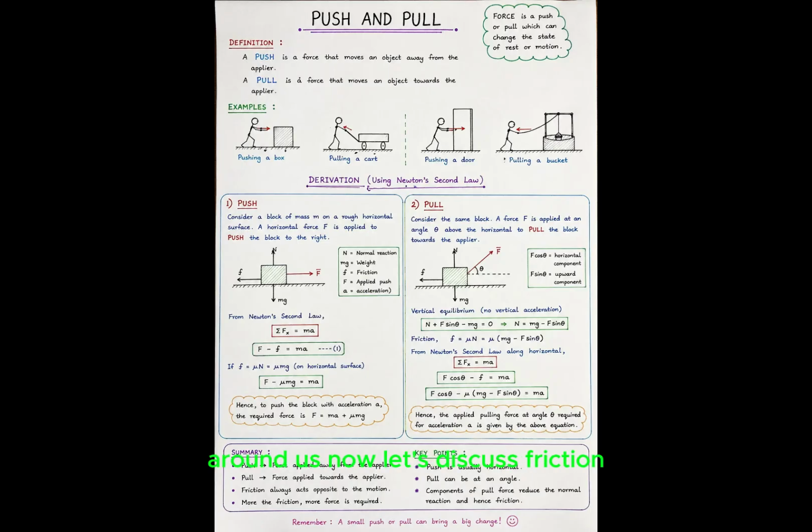Now, let's discuss friction. Friction is a force that opposes motion between two surfaces in contact. It always acts opposite to the direction of motion. Without friction, we could not walk, write, or stop vehicles using brakes. There are four main types of friction.